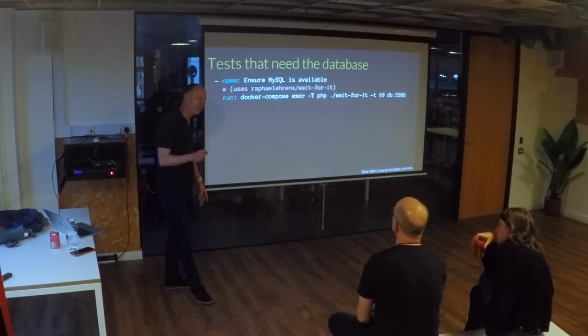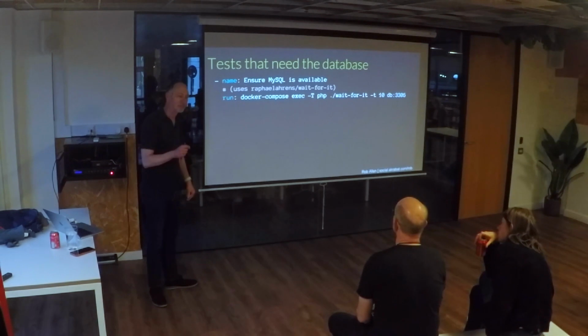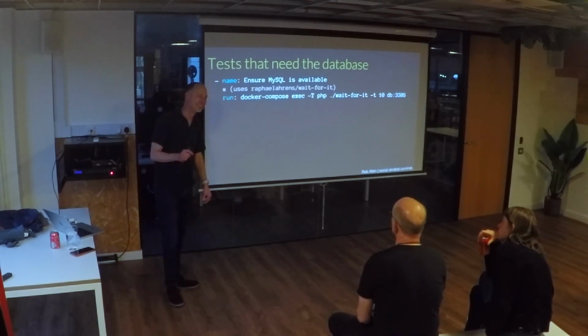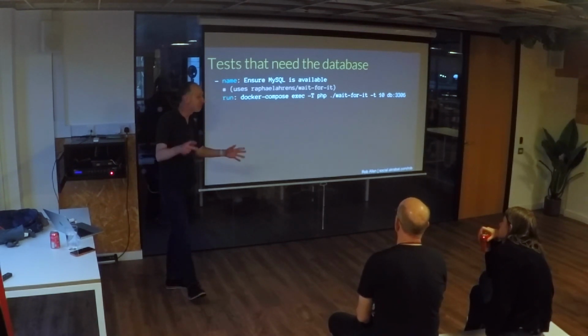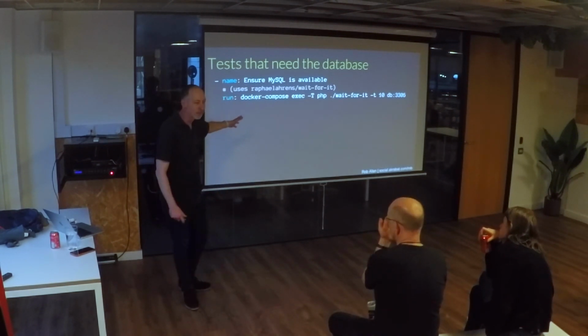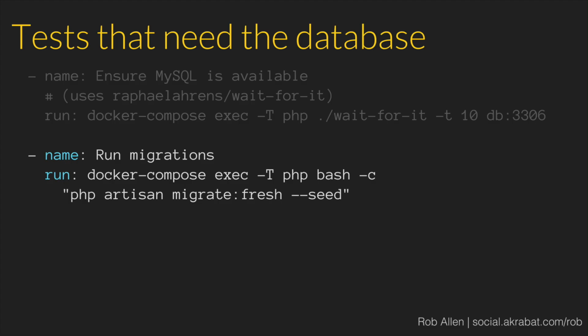However, MySQL is a little bit slower to start up than your average container. Don't know if you've noticed this. Sometimes it can be a little bit slower. So there's a lovely little script called wait-for-it, which is fantastically named. As you can imagine what it does, it waits till a port is available. So we wait for 3306, and now we know MySQL is ready to run. And then we can run our migrations.